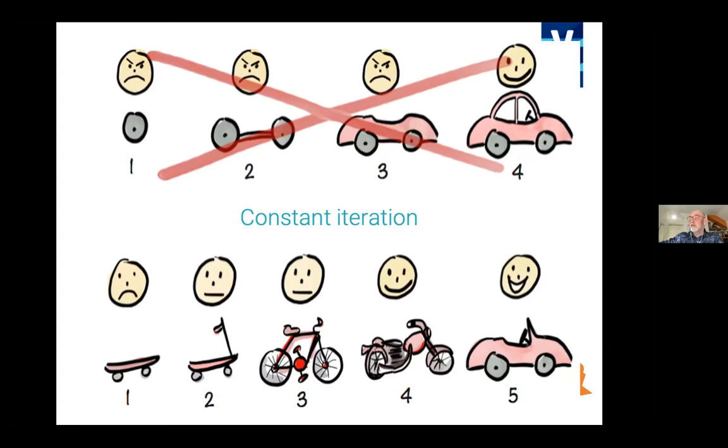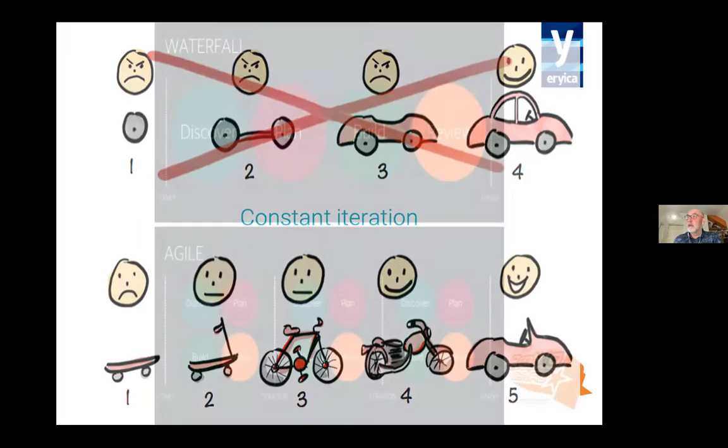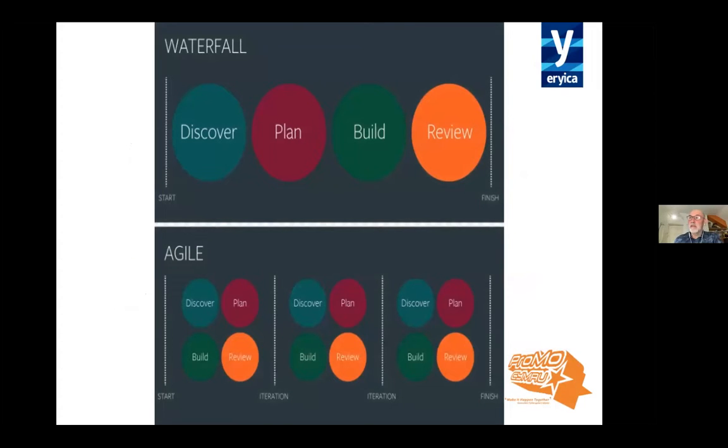And then you get a motorbike, and then you get the car. But there's benefit all the way along, benefit and learning. And at the end of the day, you've got a car, and actually people didn't want a roof, they wanted it without a roof. So it gives you an idea, and that's the constant iteration process. The top one is called waterfall, and this is just another way of looking at it in terms of discover, plan, build, review. So waterfall is one big process. Agile is constant processes, a little wheel constantly changing and developing things.